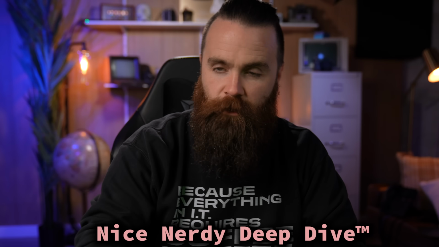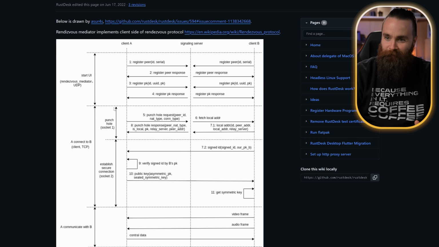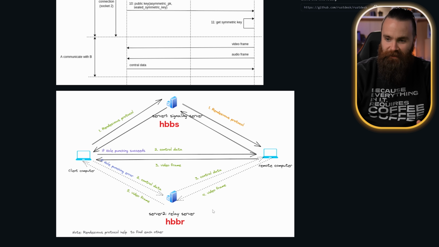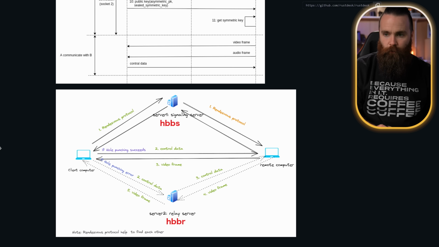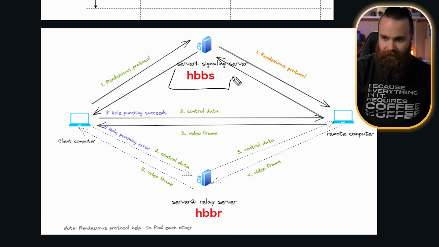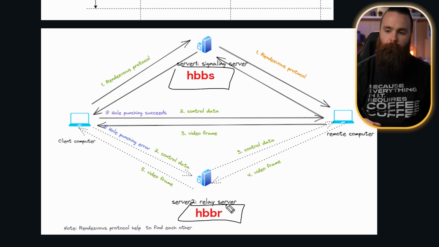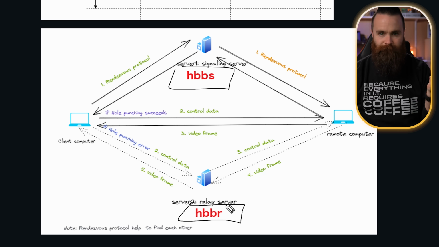And also, I way oversimplified how that works. If you wanna learn more, do a nice nerdy deep dive. That's a weird phrase. I'm gonna trademark that. They have a very fun diagram that shows all those handshakes and that discovery. And notice too, when I say Rust Desk server, I'm really meaning Rust Desk servers. There's a signaling server and a relay server. But when we install it via Docker, it's just gonna be like that.